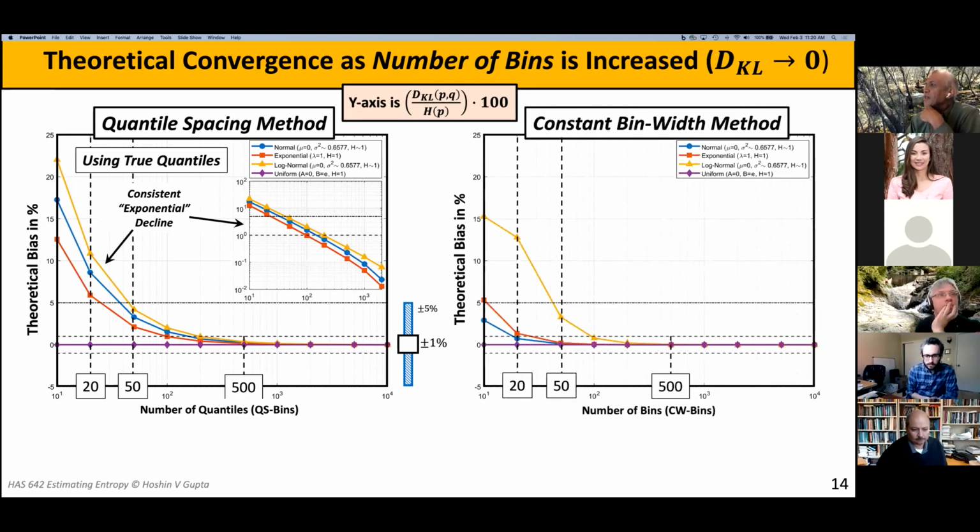And you can see that it's actually more efficient for some distributions to use constant bin widths, but for the skewed distribution like a log normal, it has a slightly different shape.